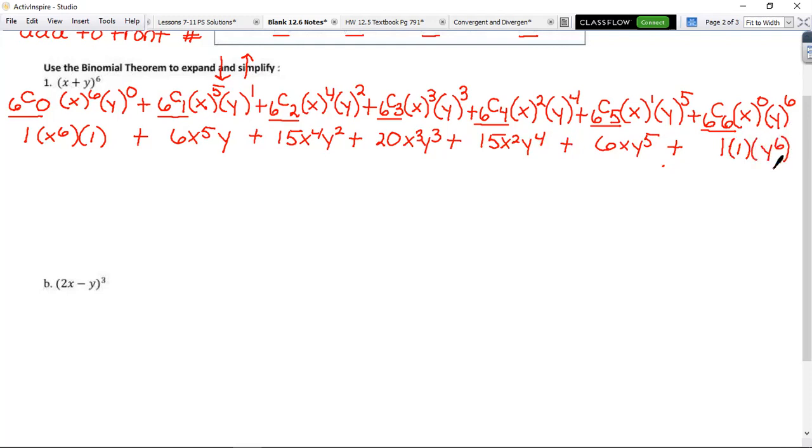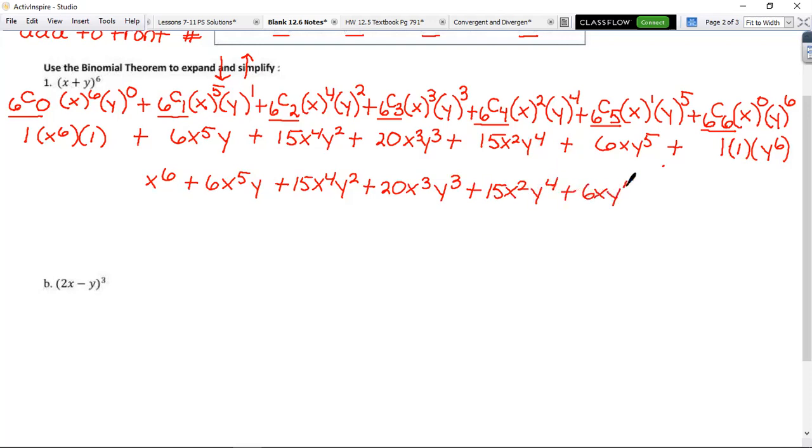So here's your answer. The answer for this full expansion is x to the 6th plus 6x to the 5th y plus 15x to the 4th y squared plus 20x to the 3rd y to the 3rd plus 15x to the 2nd y to the 4th plus 6xy to the 5th and ending with y to the 6th.